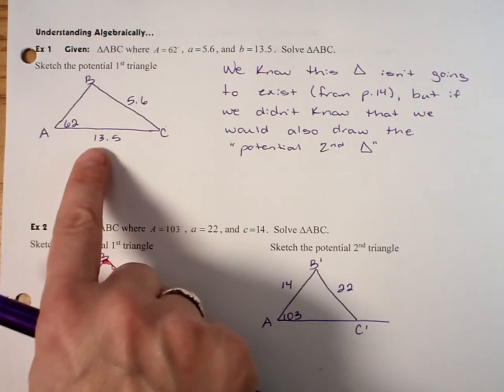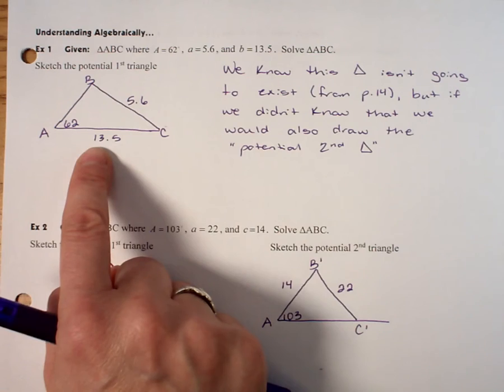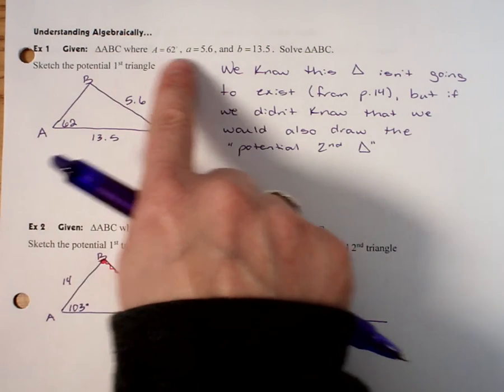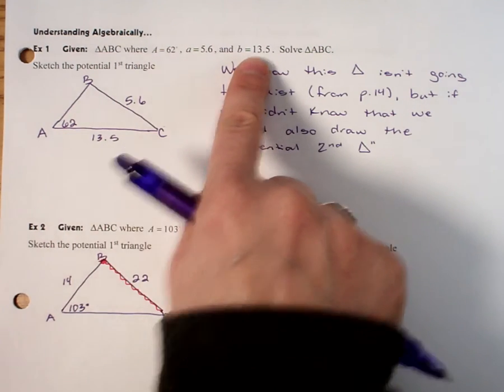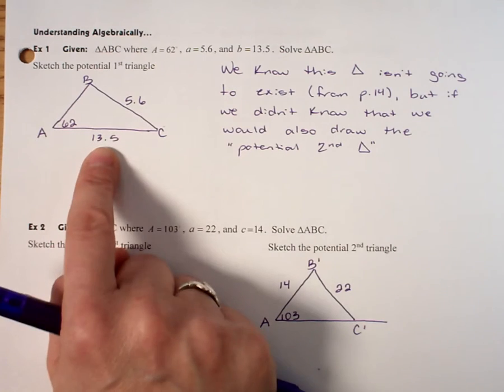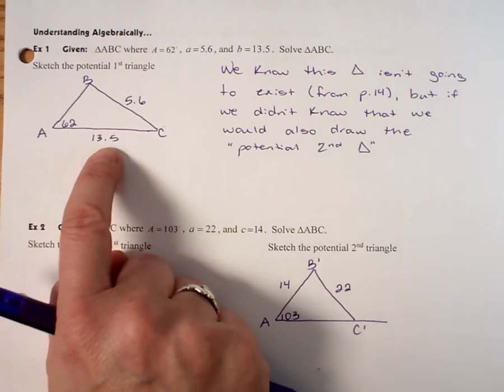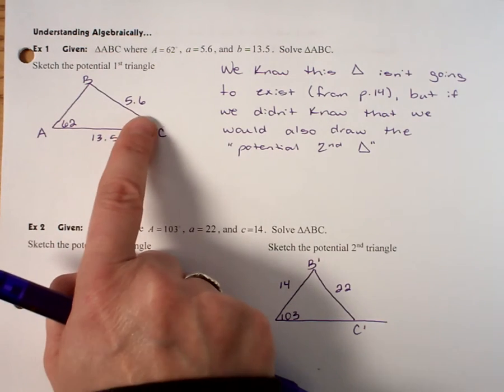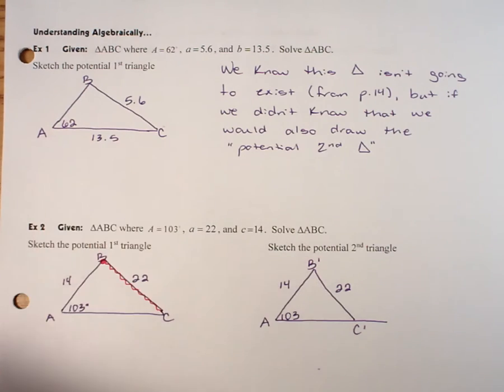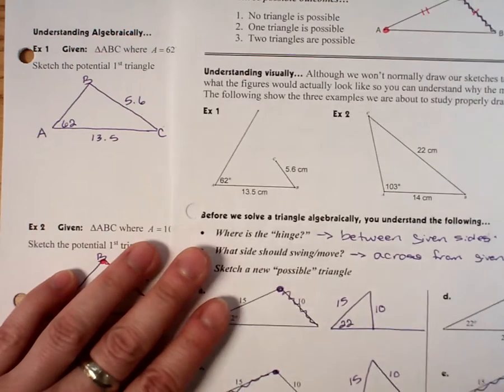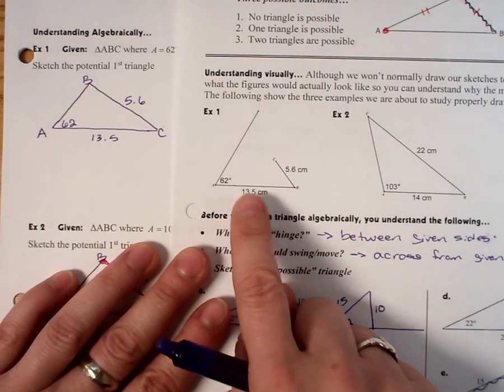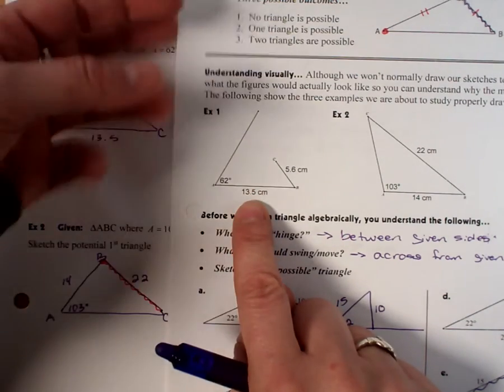So, for example, on this first one, what you can see that I've already done is I took my information for my triangle, just drew in any old triangle. It doesn't even matter that this doesn't look like 13.5 versus 5.6 or necessarily 62 degrees. Doesn't make a difference, because we know that if this were drawn to scale, our picture would look like this one. But that's okay.